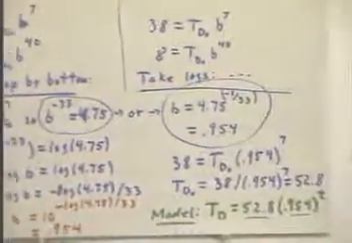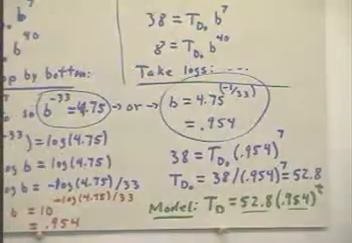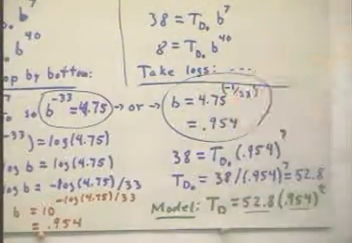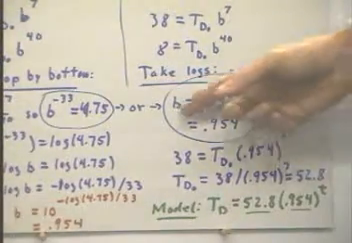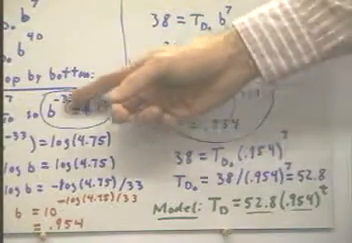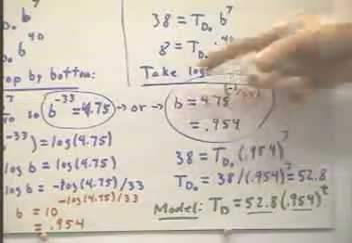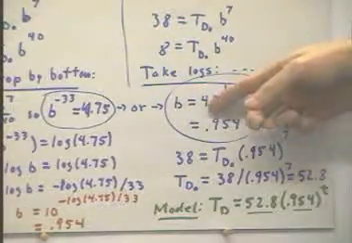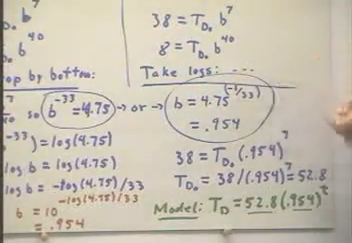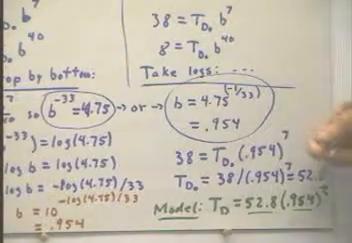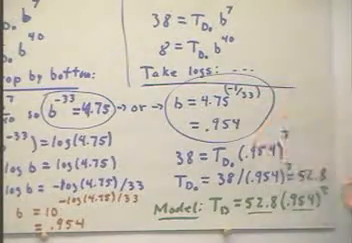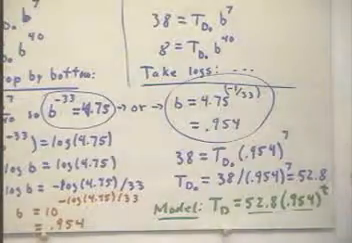So let's look over here at how we do that. If we take the negative 1/33rd power of both sides, then we're just going to get b to the negative 33 to the negative 1/33rd. We multiply exponents and get b. On the right side, we get 4.75 to the negative 1/33rd. And calculating that in a calculator, we get 0.954.